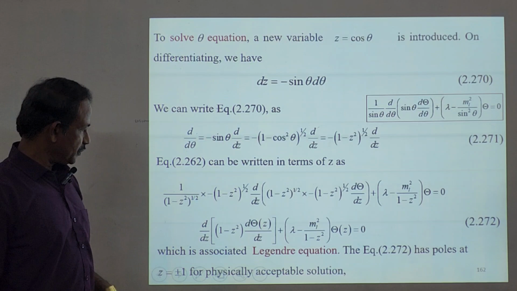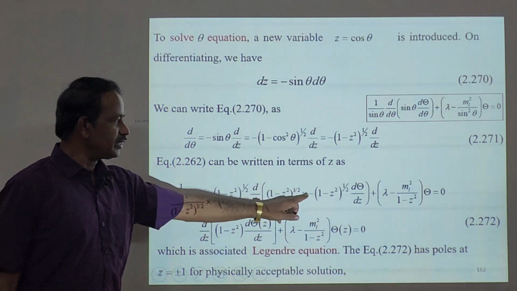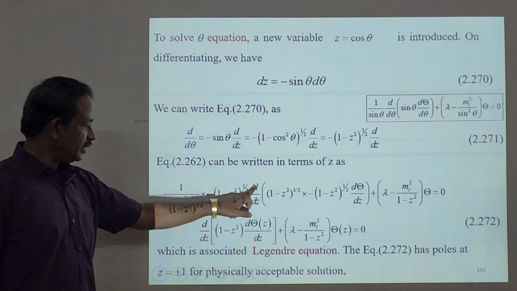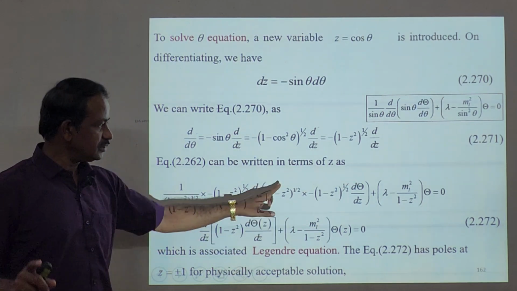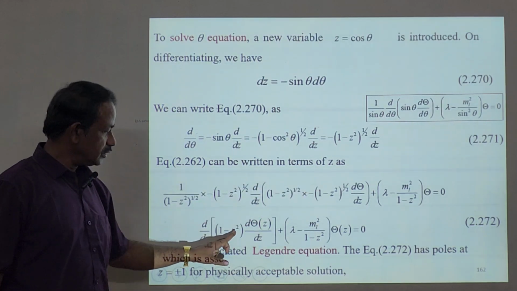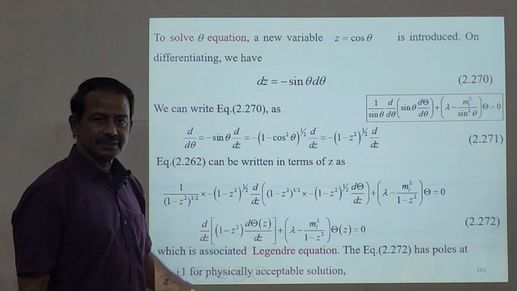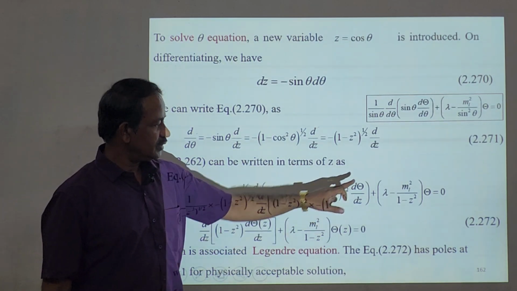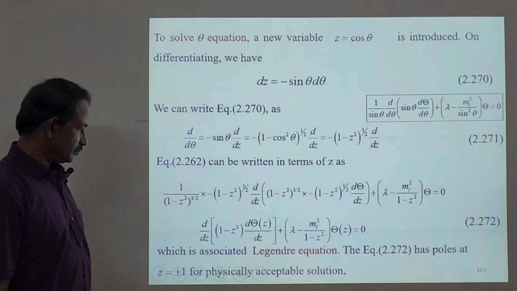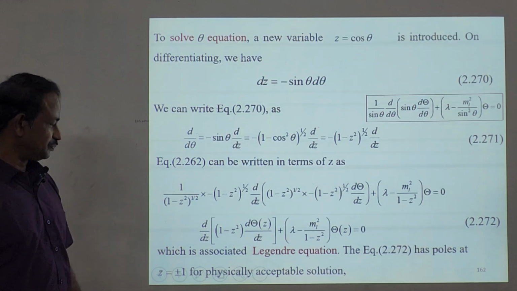Is it okay? Now this one and this one will cancel. Minus into minus gives plus. So plus d by dz. This multiplied by this will give you the power 1. This is to the power half, this is to the power half, so this will give the power 1. As usual, d by dz, theta by dz, plus the next term as it is. So this is the associated Legendre differential equation.